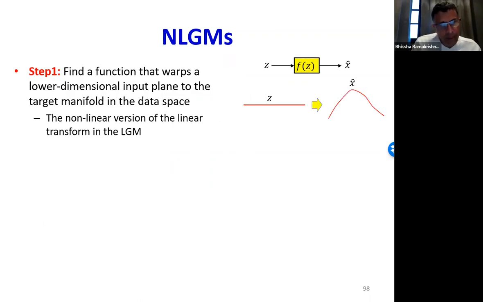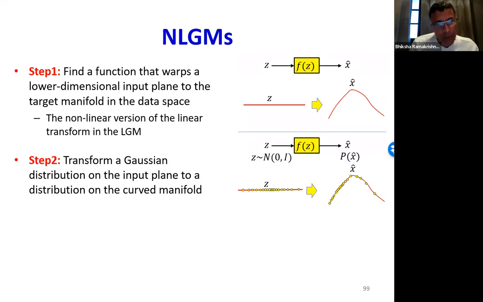So if I want to model my data according to this, then I want to sort of initially come up with a function. In linear Gaussian models, we said the function was a plane. But here I'm going to find a function that warps. So in LGMs, the function was a linear transform that took the input plane and made it a plane in high dimensions. Now we are going to choose some function f of z that's going to take the input hyperplane and make it a bent surface in the higher dimensions. And so we're going to find this function.